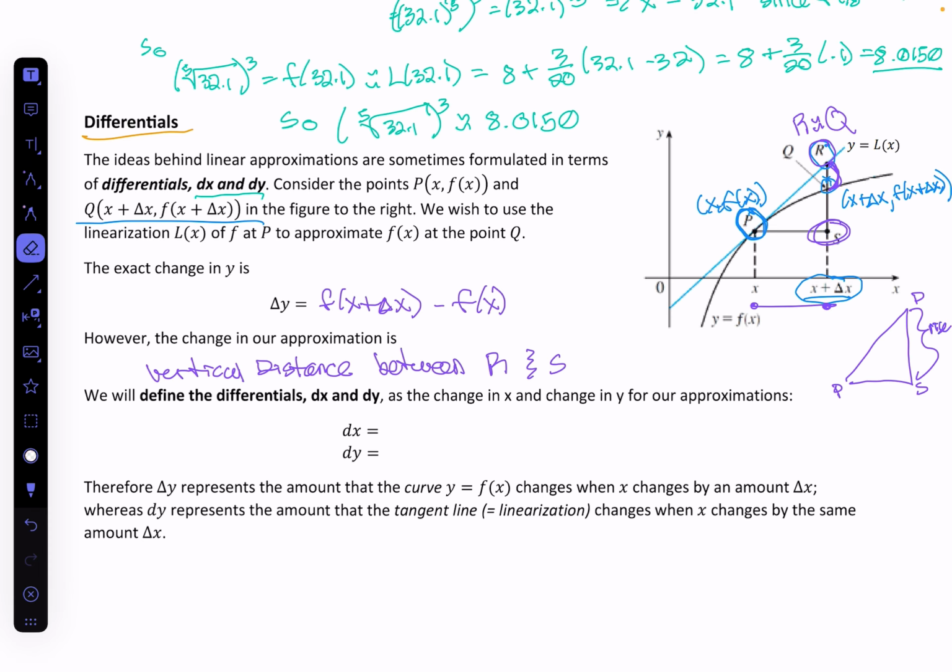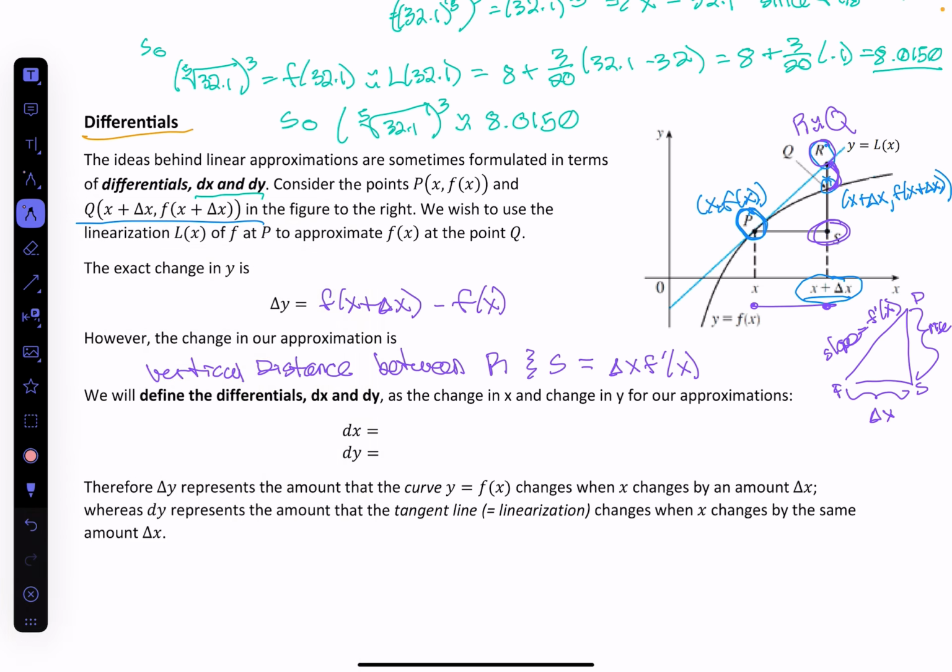The horizontal distance, or our run, is delta x, and we also know that our slope is f prime of x. Because we're talking about the tangent line approximation, the slope is f prime of x. So we can find the change in y by multiplying the slope by the change in x. So this means that our vertical distance between R and S is going to be delta x times f prime of x. So we are going to define the differentials dx and dy.